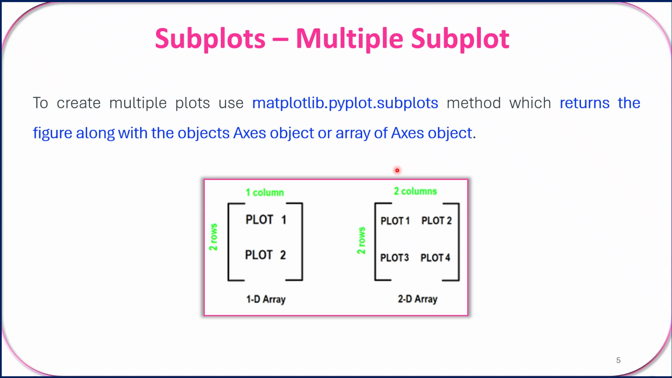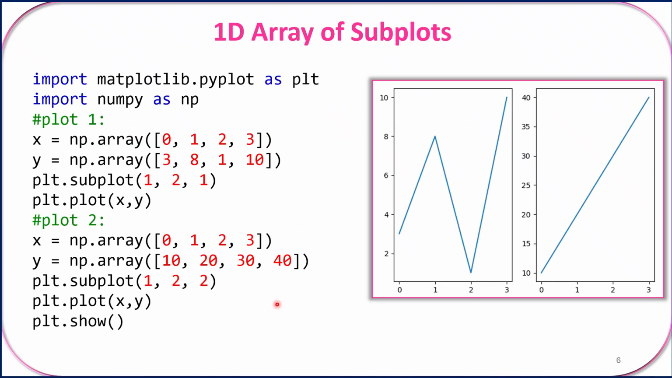And this is also used whether you want to represent a 1D array or 2D array; that can also be represented using the subplot or the multiple subplot concept. For that I'll showcase an example here. See, I have two graphs, one in place 1 and the other in place 2, but we have only one row, whereas we have two columns.